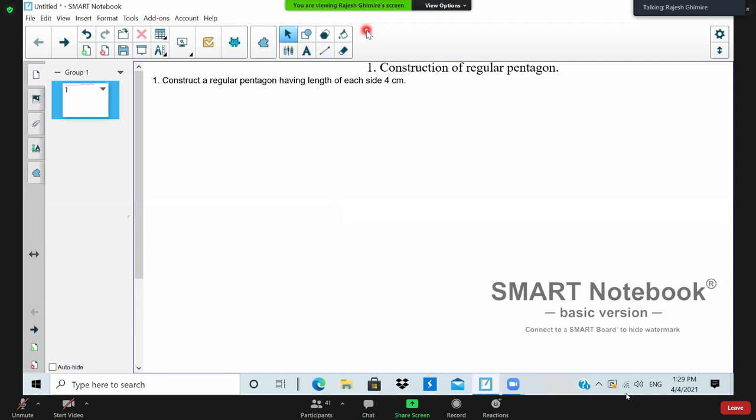First of all, you need to calculate the size of the interior angle of a regular pentagon by using the formula (n minus 2) into 180 by n. In place of n, we should keep 5 because a pentagon means having 5 sides. Now, we are going to construct a regular pentagon having length of side 4 centimeter.